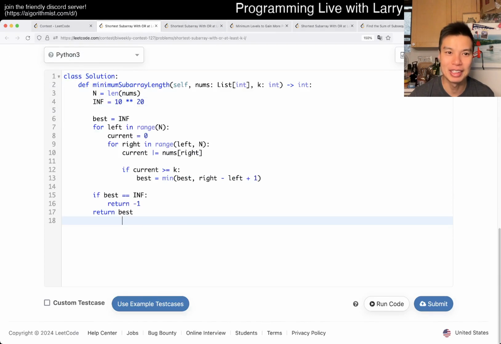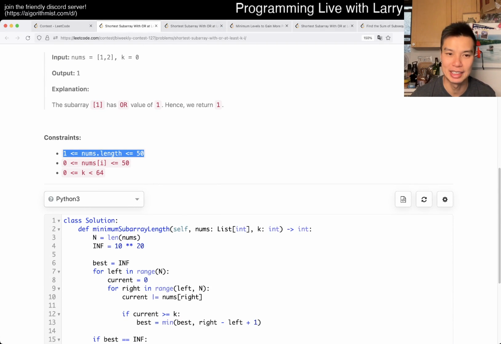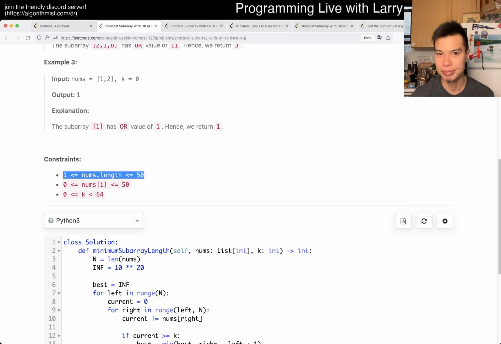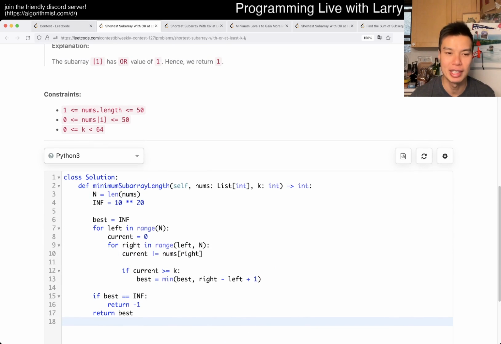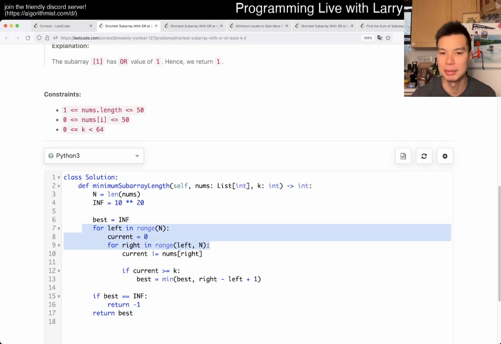But the key point about this one is just looking to see that N is equal to 50. And when you have 50 things, you can do N squared pretty easily, N cubed even, but this one, just keep it N squared. You could do N cubed actually, and it would still be fine. But yeah, I just do it from left to right, and then I just keep going in a sliding kind of way to get the OR.